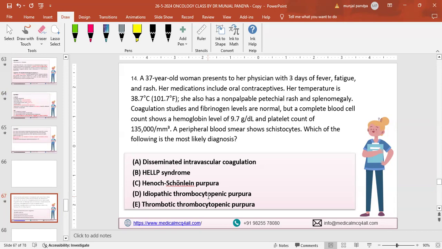It requires lots of hematological correlation and clarity in your practice. It's a little tricky question, not difficult, but you need a little experience in hematology just to rule out one from another. Yes, last couple of questions, so just bear with me 5 more minutes.